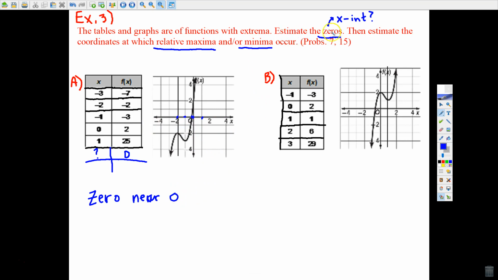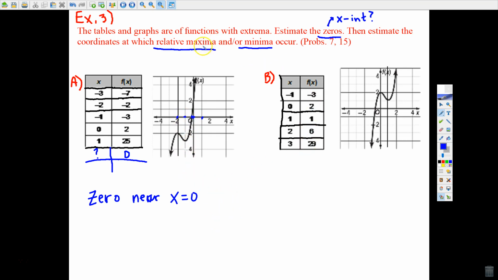Okay, so that takes care of estimating the zero. We have a zero near, I'll just say near x equals 0. That'd be a little bit better. Let's say zero near x equals 0. All right, x equals 0 is another way of saying the origin, and we're real close to that. It's closer to 0 than it is to -1.